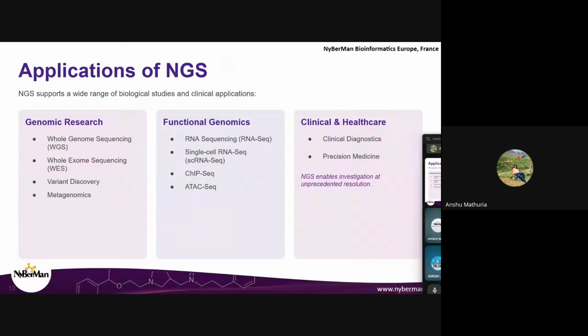So in functional genomics, we are doing the RNA sequencing. Why are we not putting it in genomic research? Because now from genomics, we have moved to the functional part where the RNA is getting produced from the genome. That is when RNA is performing a function, that is why we are considering it in functional genomics. So it supports RNA-seq, single-cell RNA-seq, ChIP-seq, and ATAC-seq. RNA-seq will tell us the transcription level, that is the expression level.